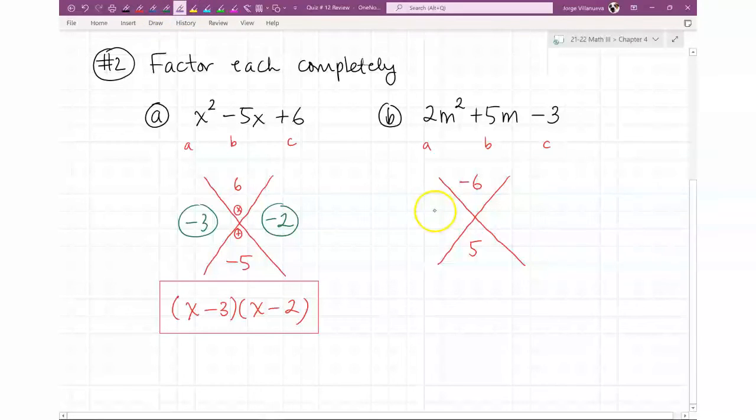3 and negative 2. So both negative? All right, we're getting some options. Now check this out, guys. 3 and negative 2. Those multiply to negative 6, right? But what do they add up to? 3 and negative 2. 1. Right? They don't add up to 5.